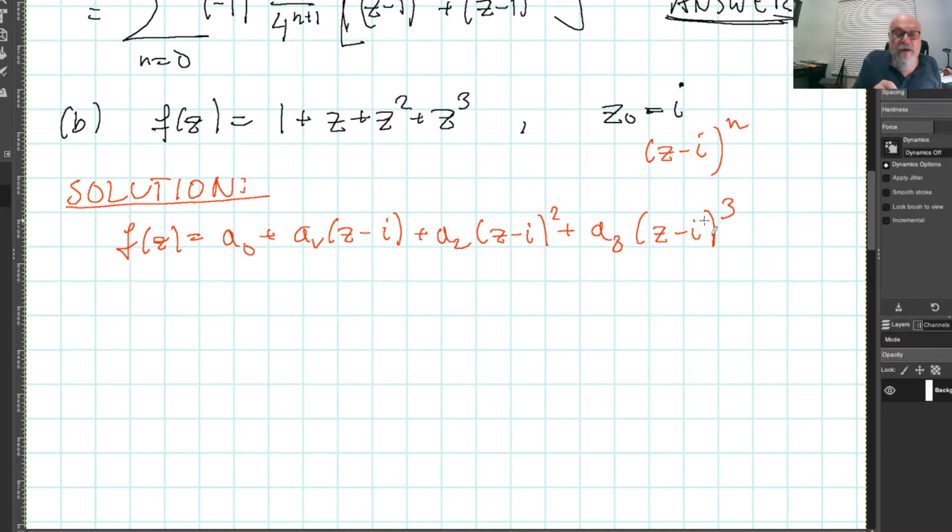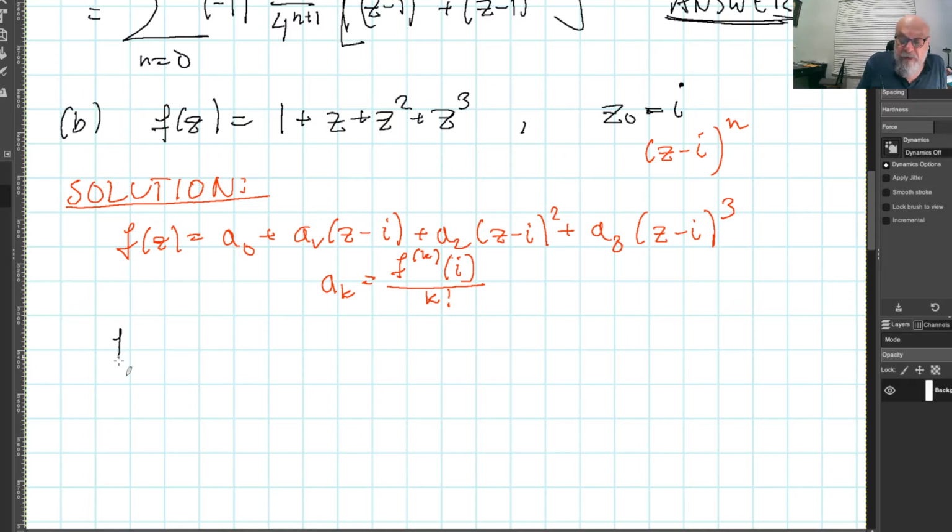And the thing that we are observing is that these coefficients we already know. This was written in the Taylor expansion formula, that basically this a_k is nothing else than the k-th derivative of the function at the point i divided by k factorial. So that's the trick. So let's do it.